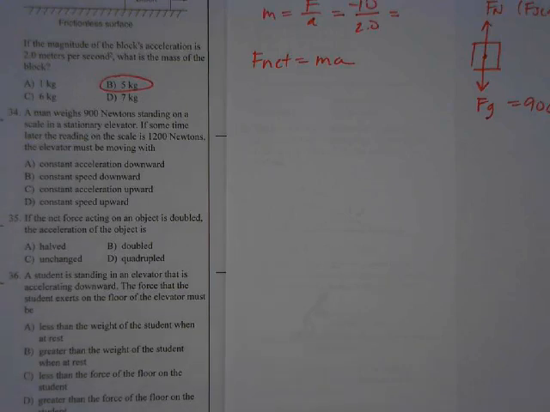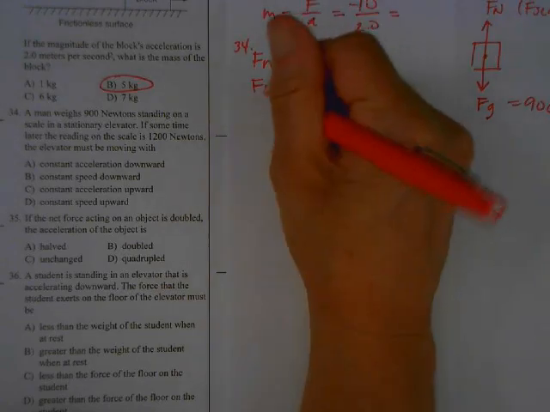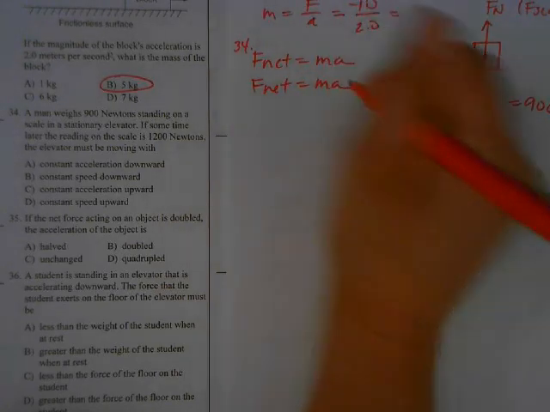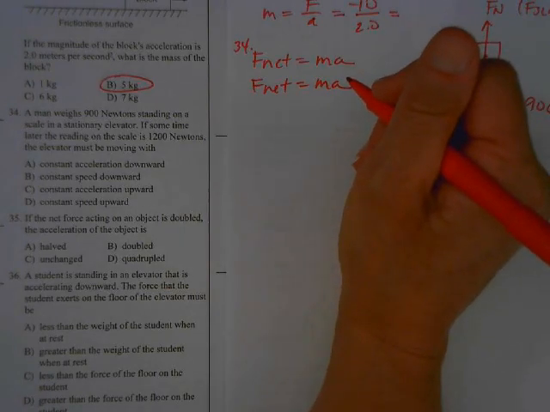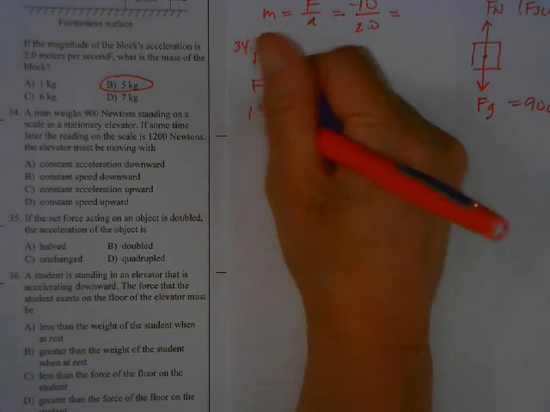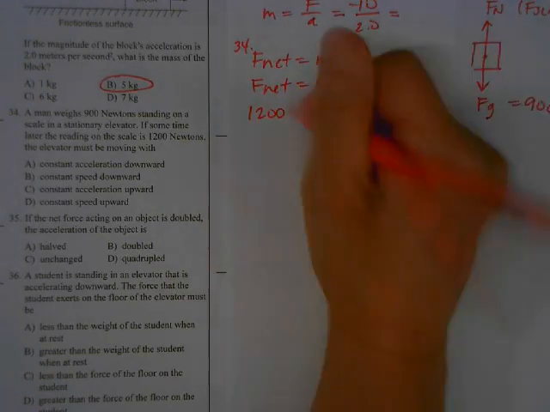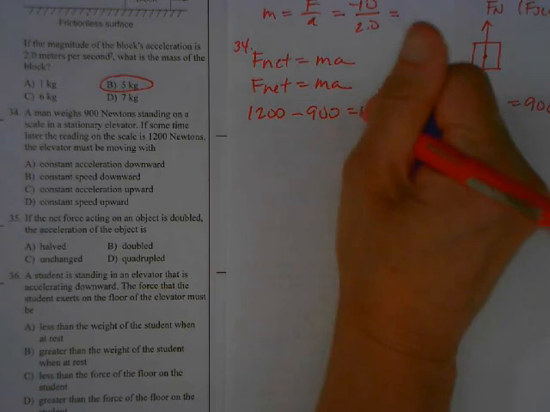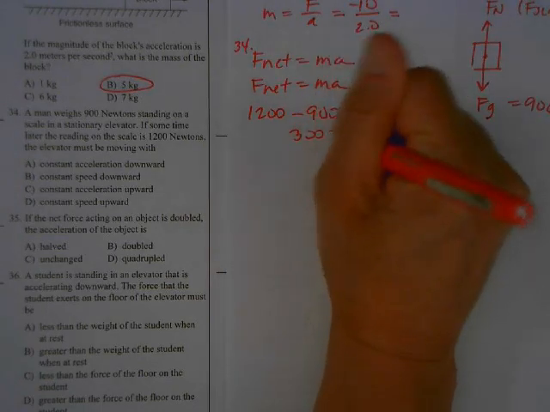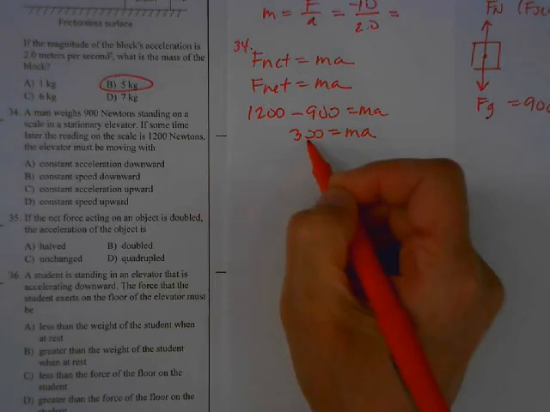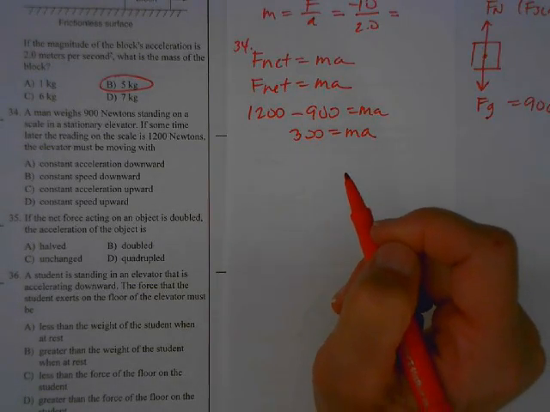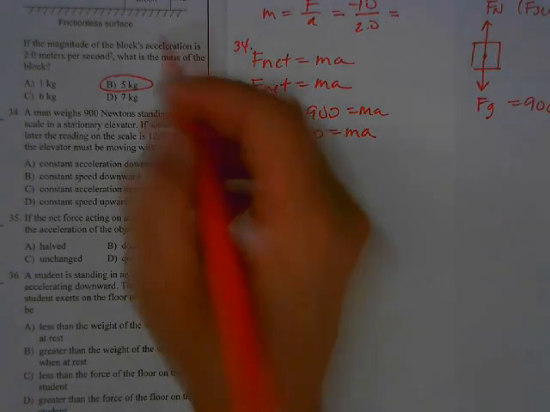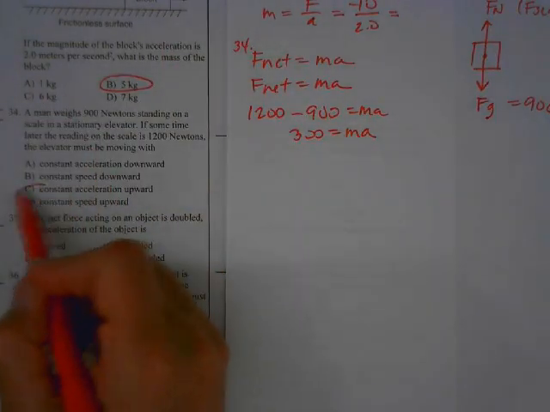That's the key to these problems. So when I sum forces, F net is equal to ma. It says now that the reading on the scale reads 1200. So the net force would be 1200 minus 900 is ma. So 300 is equal to ma. Because this is positive, that means he's moving up. So the answer to number 34 is C, constant acceleration moving up.